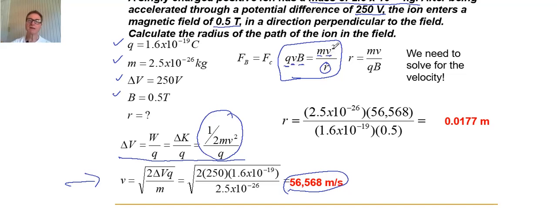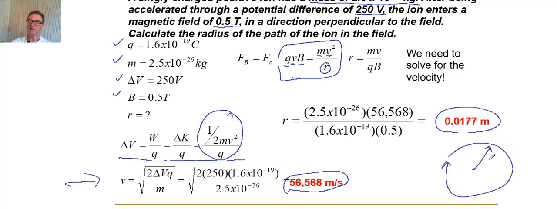We now know the velocity, so we have V, and obviously V squared. We know everything we need to substitute in and solve for R. R, when we plug all the values in, turns out to be 0.0177 meters. All right, so that's the radius of curvature of the positive charge moving in some magnetic field, roughly 1.7 centimeters, or 0.0177 meters. So it's going to move in a circular path, and it's going to have some radius. We can use this equation to get there.